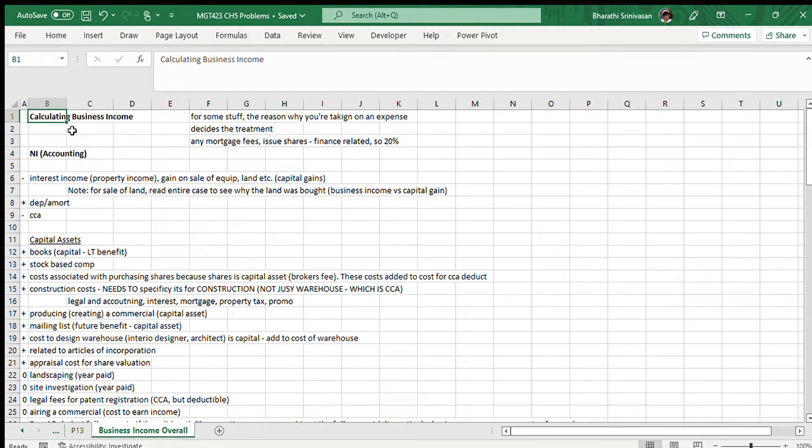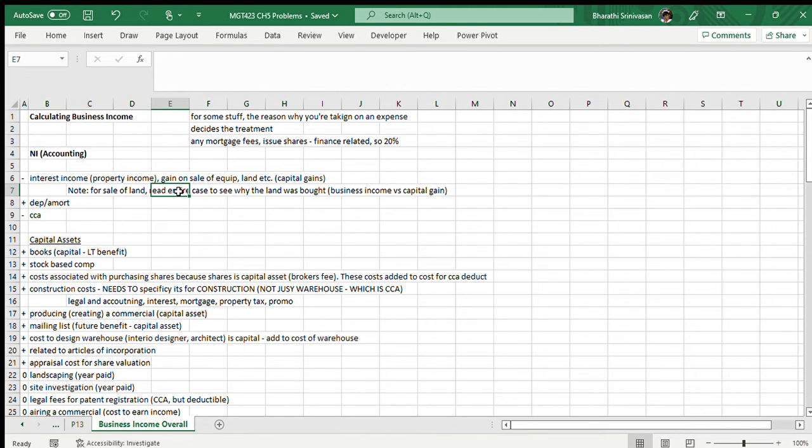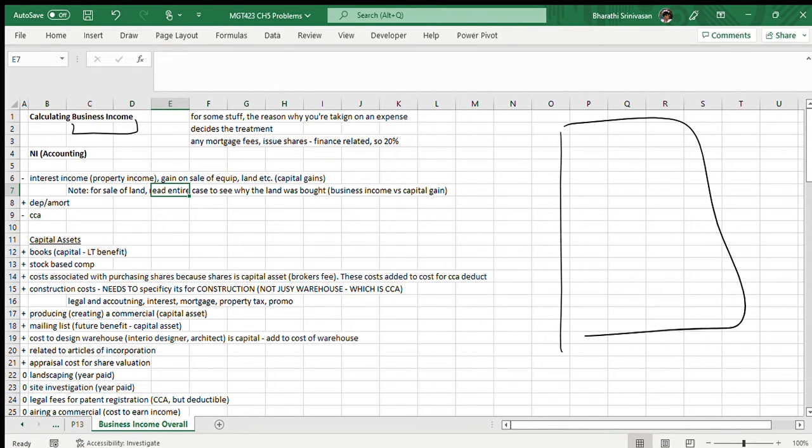Okay, so now we're going to go over the calculation of business income. First of all, business income for taxes is different than business income that a company would report on their income statement. On their income statement, they'd have a whole bunch of revenues and they'd have expenses like depreciation.